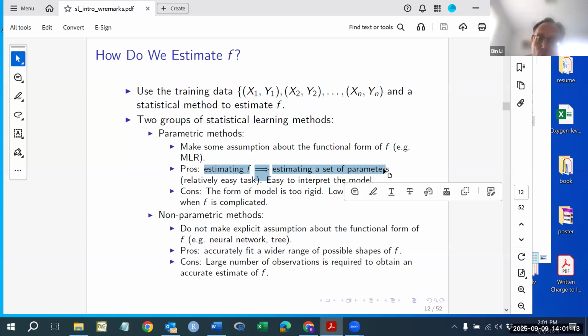Okay, but the drawback is the form of the model can be too rigid. That's usually related to the low prediction accuracy when the underlying F is very complicated.